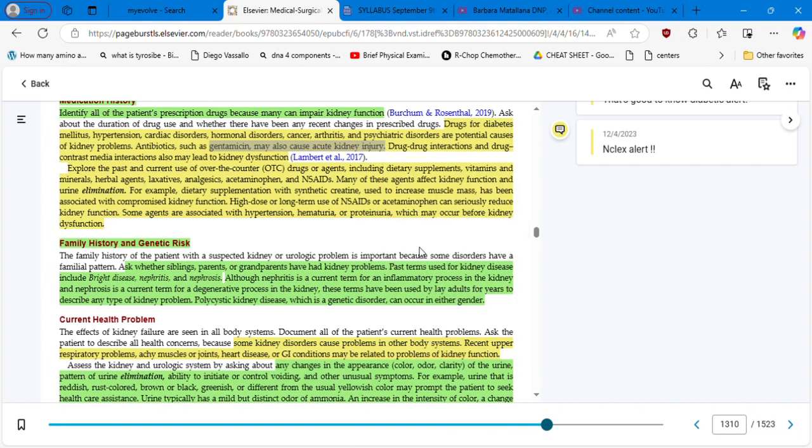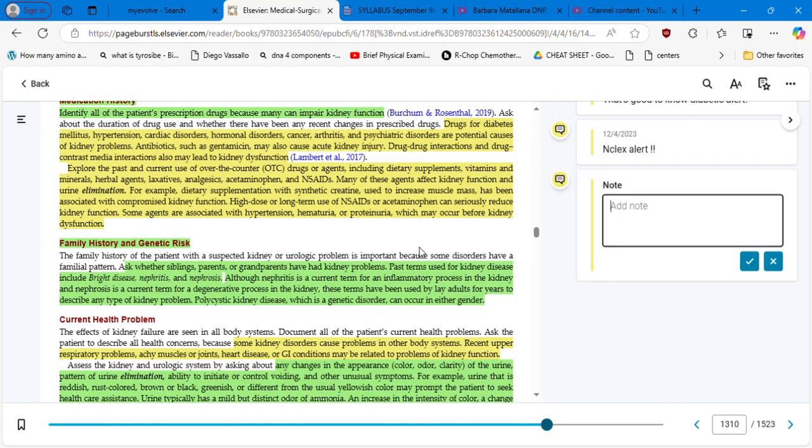Drug-drug interaction and drug contrast media interaction may also lead to kidney dysfunction. You have to check for the past and current use of over-the-counter medication, right? Dietary supplements, vitamins and minerals, herbal supplements, laxatives, analgesics, acetaminophen, and of course, NSAIDs. Gentamicin is NCLEX alert. I've seen this question many times. Okay, and also NSAIDs, okay? Many of these agents affect kidney function and urine elimination.